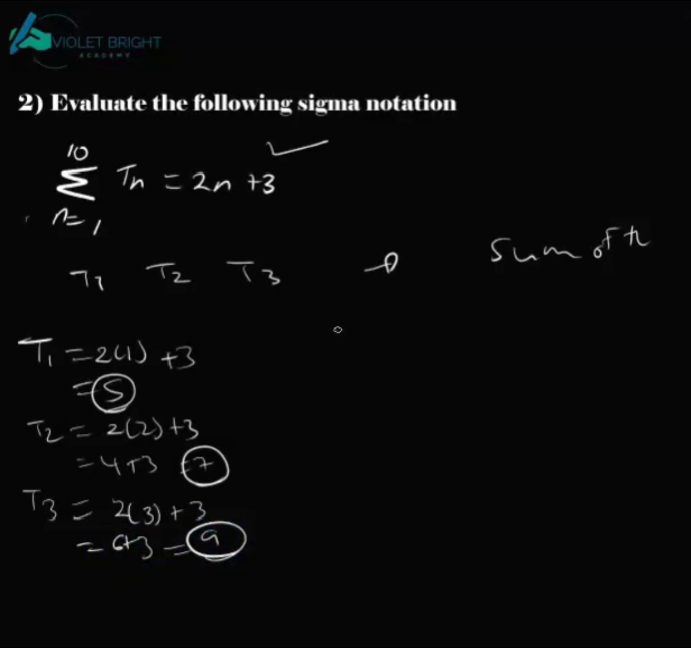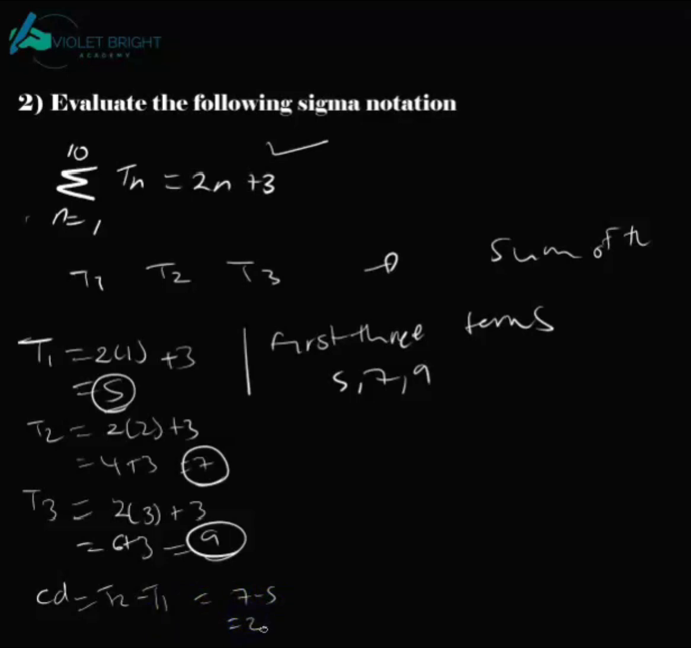Ne? So the first 3 terms in the sequence are 5, 7, 9. Since now it's an arithmetic sequence, how do we know that it is an arithmetic sequence? We can find the common difference: T2 minus T1 and T3 minus T2, 7 minus 5, which is 2. Ne? In other instances, we can check using this formula that we were given.